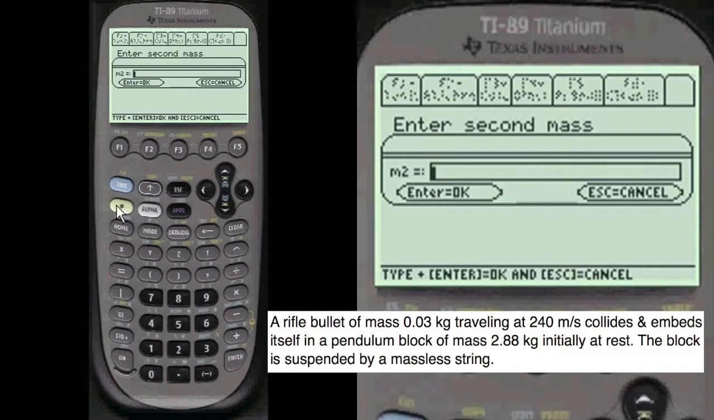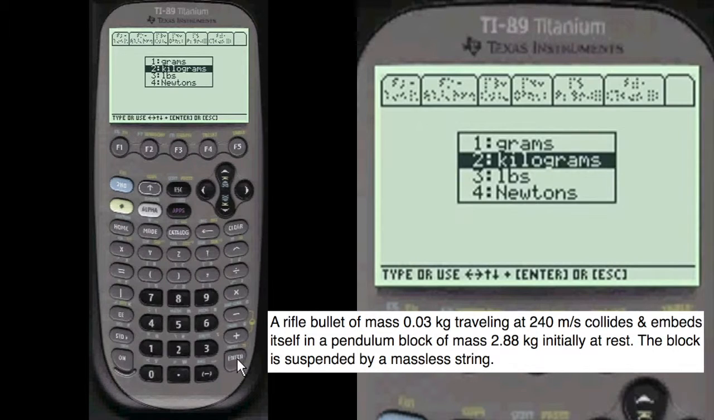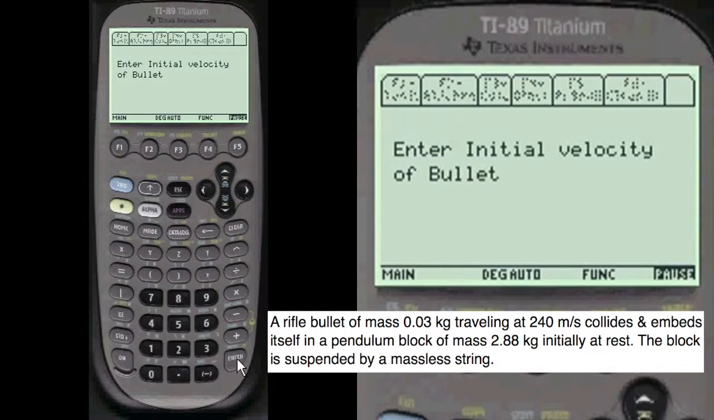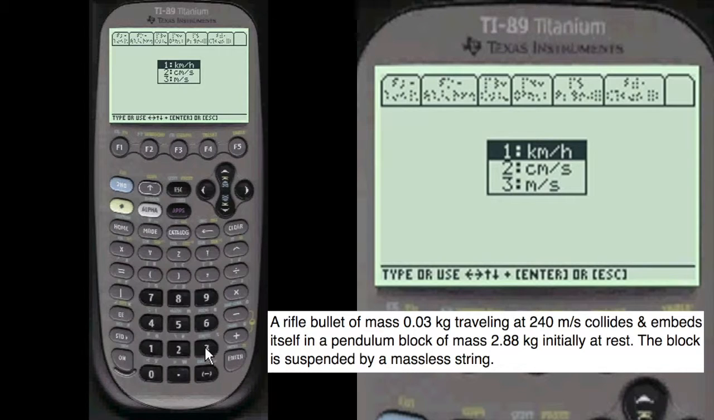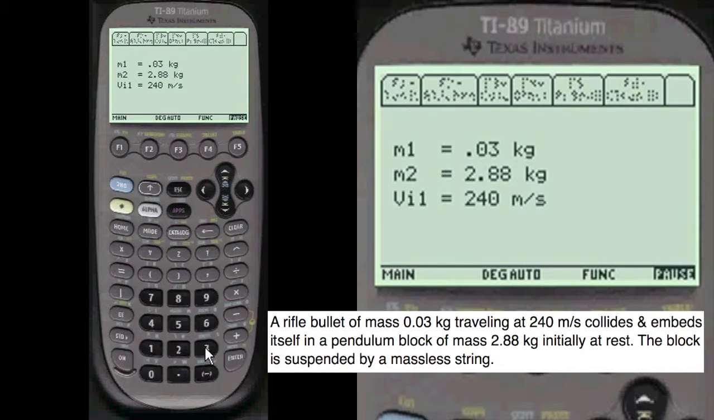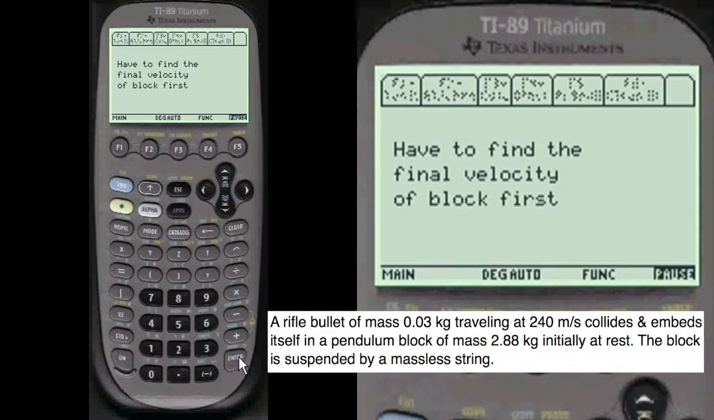And the second mass is alpha 2.88 kilograms again. Initial velocity is alpha given, 240 meters per second. I always show you what you've entered. You can change it if you want. I say it's okay. We have to find the velocity of the block first with the bullet in it.